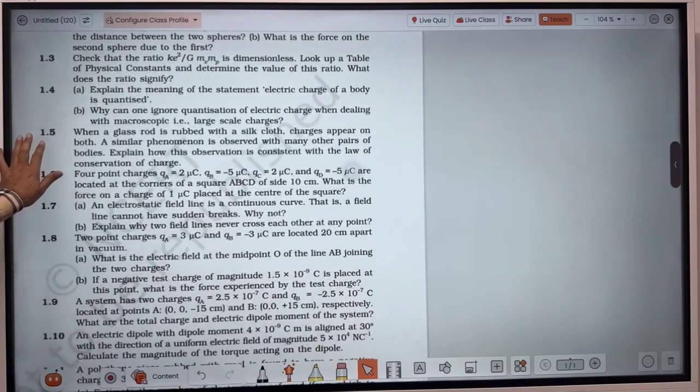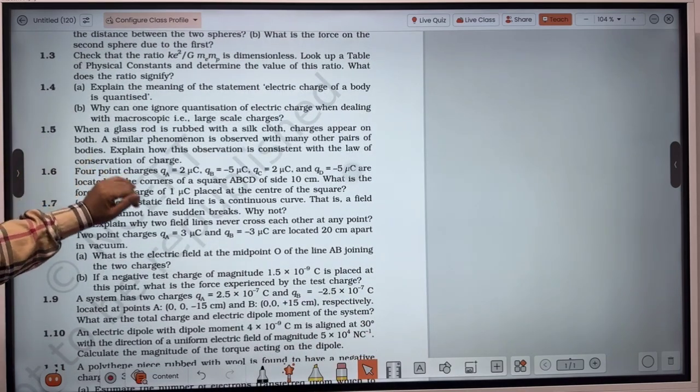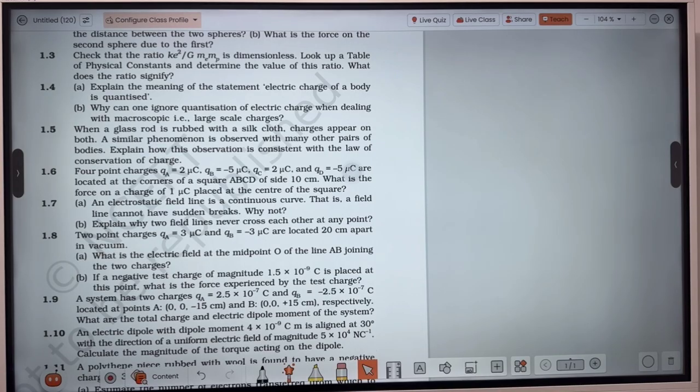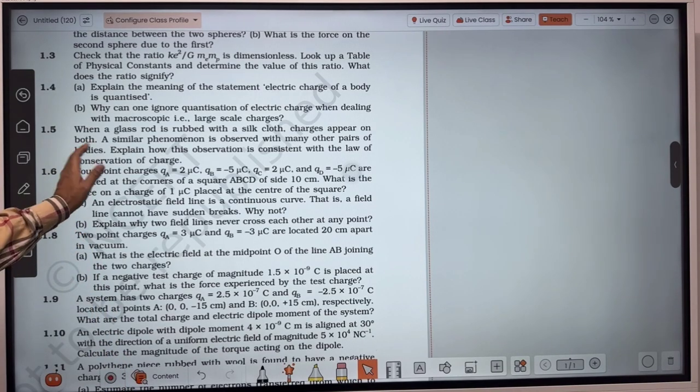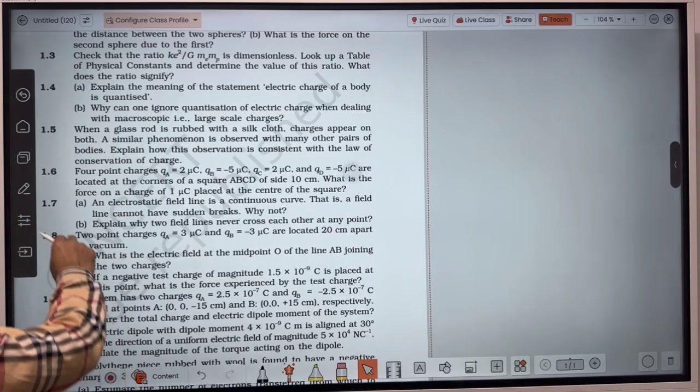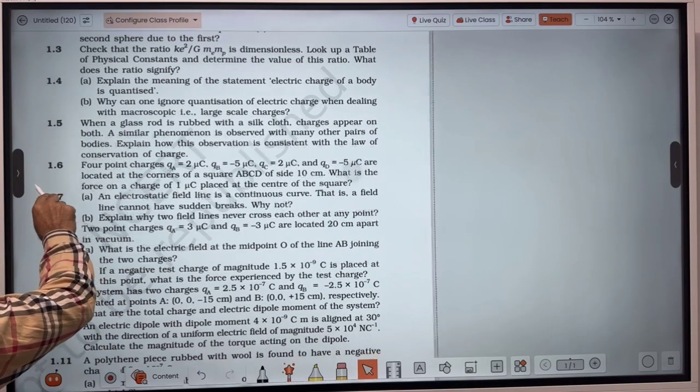Now next question is, when a glass rod is rubbed with a silk cloth, charges appear on both. A similar phenomenon is observed with many other pairs of bodies. Explain how this observation is consistent with the law of conservation of charge.